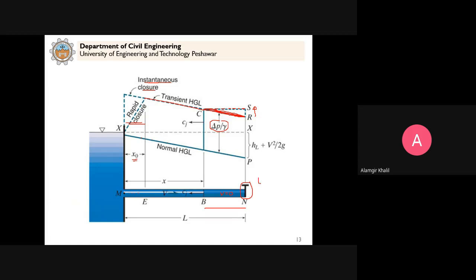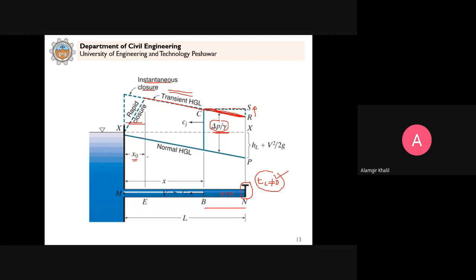This is because now your time of closure is not equal to 0. We have rapid closure, which is not equal to 0. If it is equal to 0, you can see that all the points will reach the maximum point on this transient hydraulic grade line. But since now we have rapid closure, Tc is not equal to 0, it means that for all the points on the pipe, it is not possible to experience the maximum change in pressure.